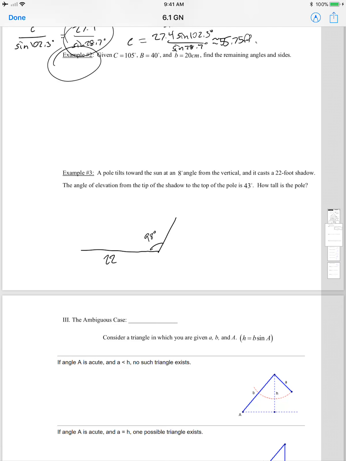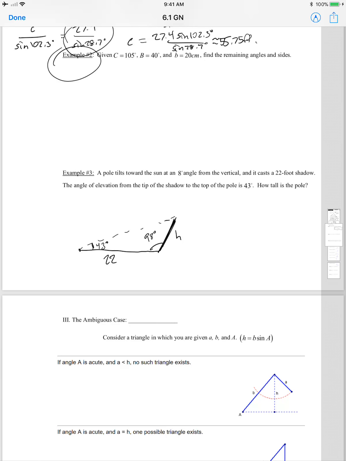And then it says the angle of elevation from the tip of the shadow, right here, to the top of the pole is 43 degrees. Angle of elevation, this is from last unit. See, these things don't go away. I'm looking straight ahead, and then elevation means I'm going up 43 degrees. So this angle right here is 43 degrees. And I want to know how tall this pole is. So I want to know this side length, the height.